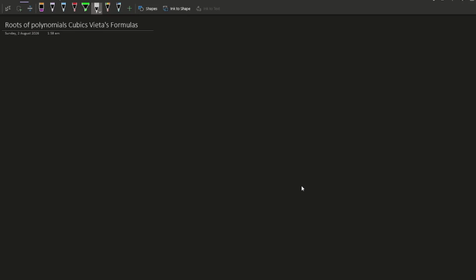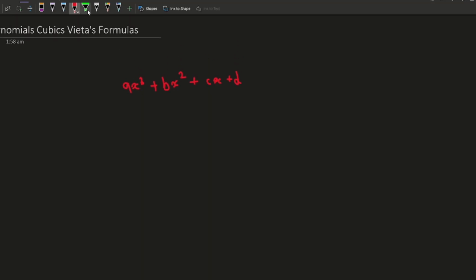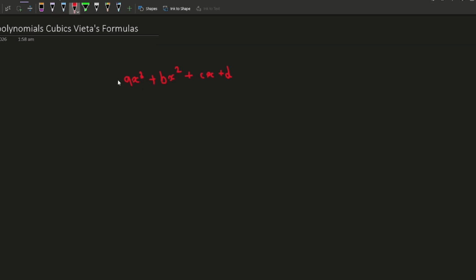Okay, so in today's class, we will try learning how to derive Vieta's formula for cubics. So this is how a general cubic equation looks: ax cubed plus bx squared plus cx plus d. Now most of the time there is no coefficient with x cubed, so we will remove the coefficient of x cubed by dividing the whole equation by that coefficient. So I'm going to divide the whole equation by a.